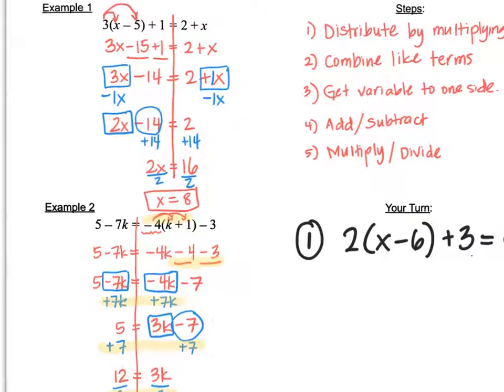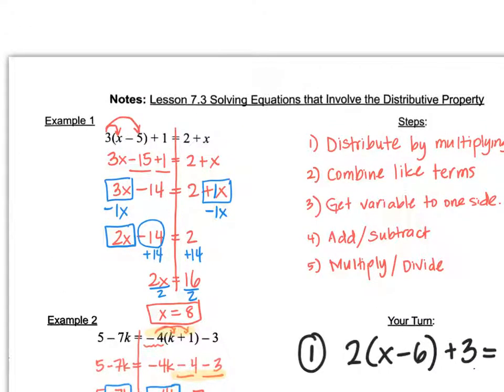Okay, just quickly, since I didn't get to do it, up top on example 1, I distributed, combined like terms. That's the -15 and the +1. I subtracted 1x, added 14, divided it by 2. Okay, so I'm doing these very, very procedurally. There's not a whole lot of surprises here.